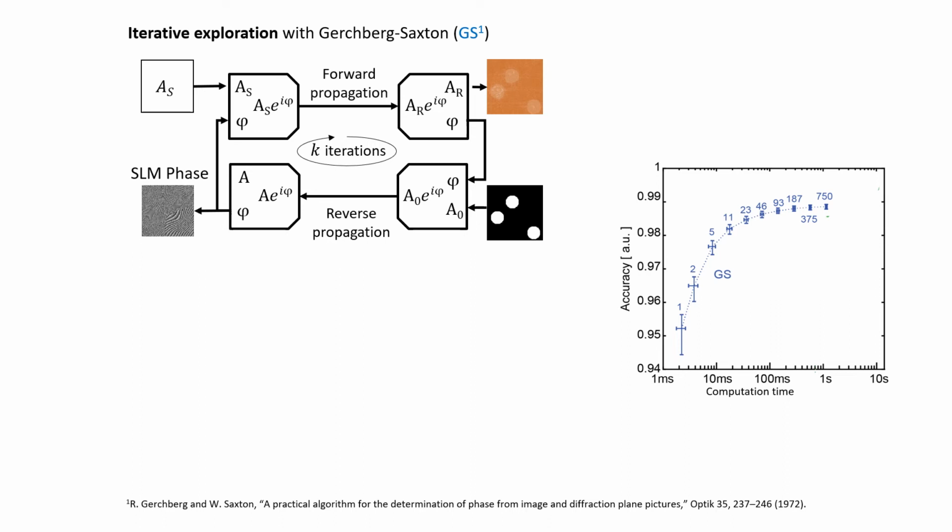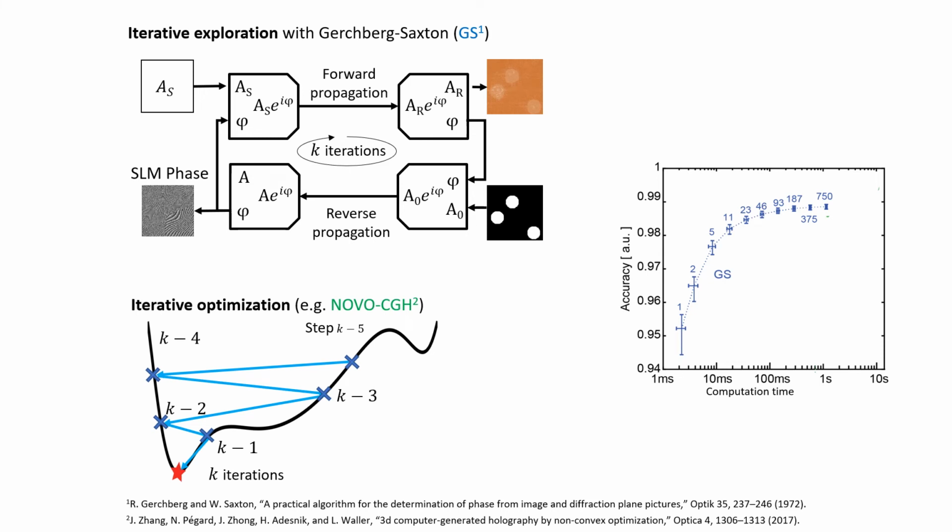More advanced algorithms, like for instance direct optimization, are able to use advanced optimization techniques, so for instance gradient descent, in order to identify holograms that are actually better than what Gershberg-Saxton can create. Those algorithms are known to take a lot more time to compute holograms because they are very greedy in terms of computation. But as you can see on this diagram, they eventually find holograms that have an even better accuracy beyond the point where Gershberg-Saxton algorithms stabilize.